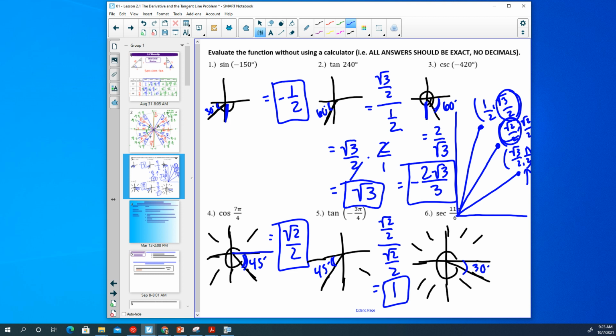Secant is cosine's reciprocal. So I'm looking at what the cosine of 30 degrees is. It's square root of 3 over 2. So secant is 2 over square root of 3. Rationalize that: 2 root 3 over 3. Quadrant 4, cosine's positive.